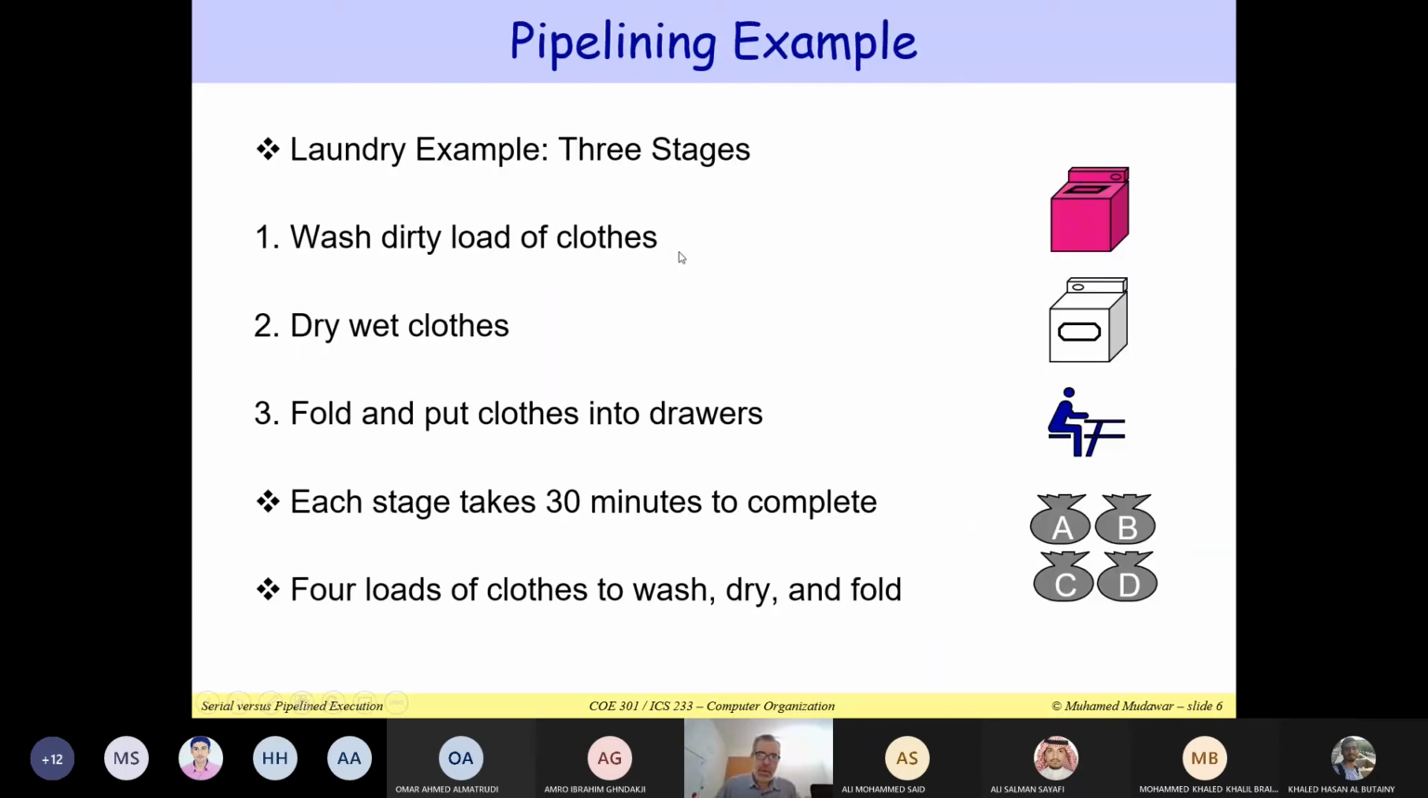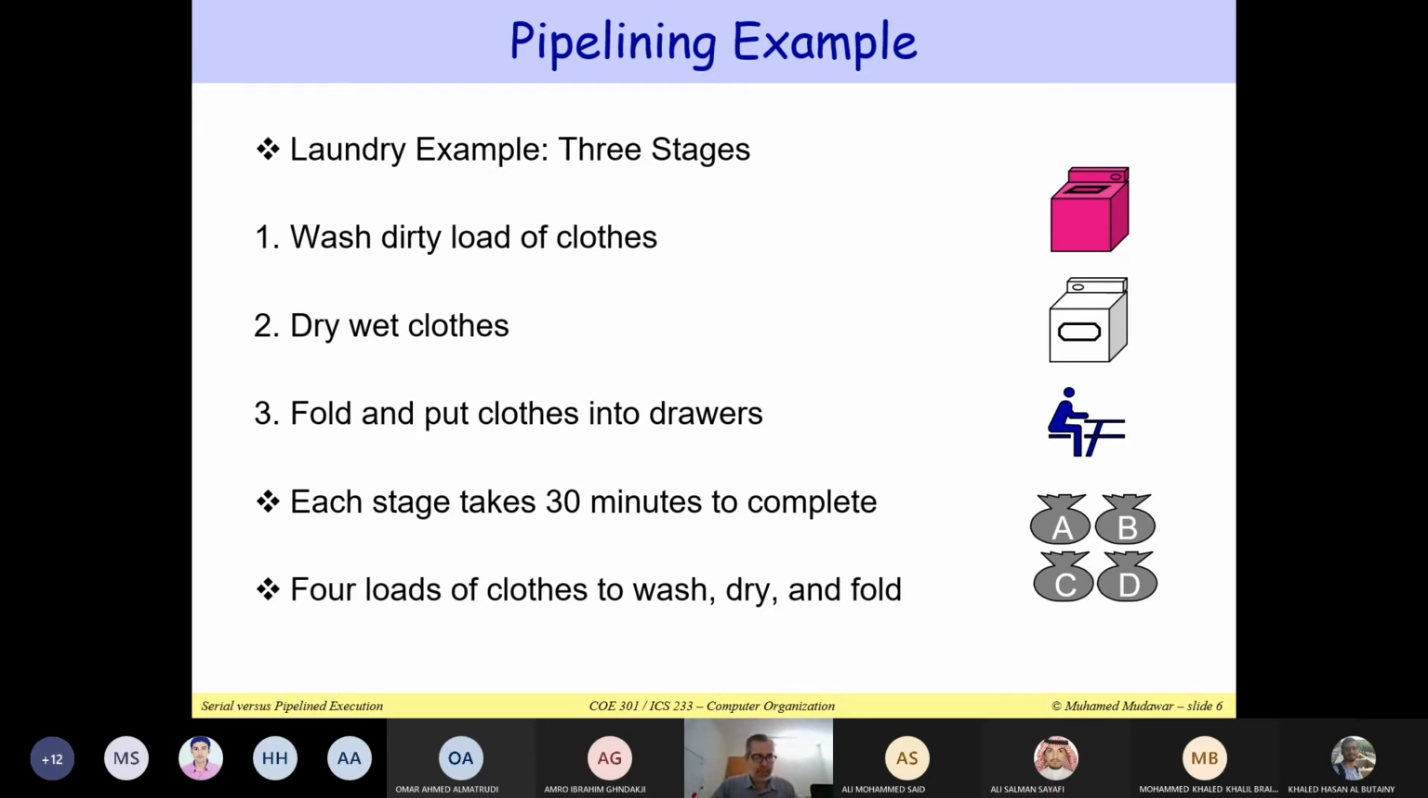Right. So here, the idea of pipelining is very simple. I'm just going to show it here with a real-world example. Assume that we have 3 stages. These 3 stages are like 3 resources. I have a washing machine, I have a dryer, and I have myself as a 3rd resource.